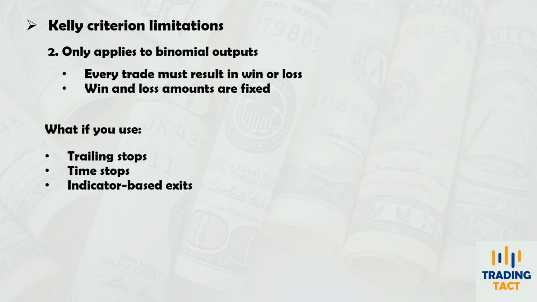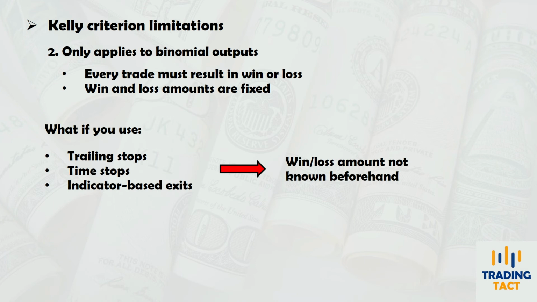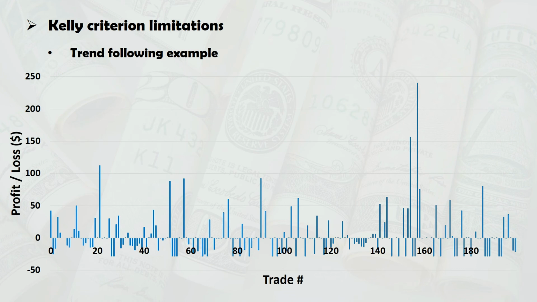But if your trade management includes trailing stops, time stops, or indicator-based exits, you won't know your win or loss amount in advance. For example, if you're a long-term trend follower who lets your profits run, your winning trades could be anywhere from 1 to 1,000 pips. Consider the trade distribution below, taken from a trend-following strategy. The Kelly Criterion cannot meaningfully analyze such a distribution, which severely limits its usefulness in trading.